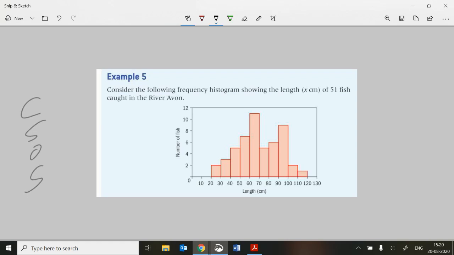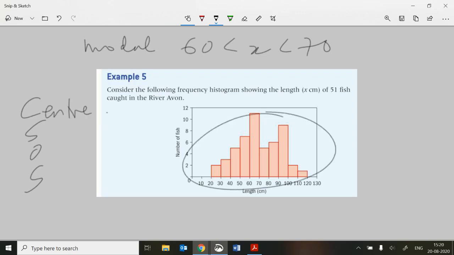Well, mode is going to be in this category, is going to be here. So we could say quite simply that the modal class is for the fish between 60 and 70 centimeters long. So that's the modal class. And that's going to be a quick way of talking about a measure of the center. Okay, now you can work out the mean from this, but I think that's coming up next, so I'll deal with that next. And again, we could also talk about the median here as well. And the median is, I think we said also in this category here, this is the median class.